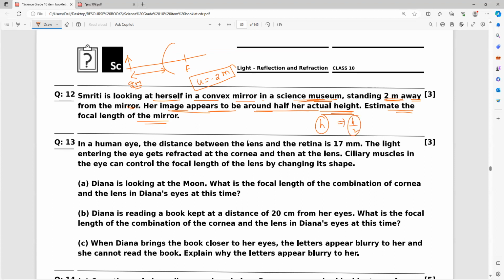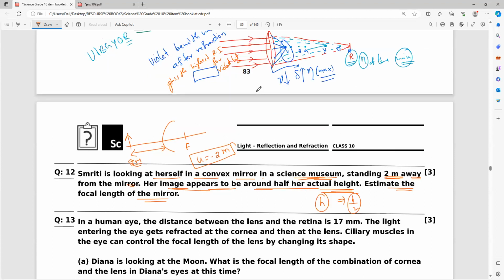So what is the magnification from that? You can easily get it. Magnification m is equal to 1 by 2. And it is a convex mirror, so it forms a virtual image. For a virtual image, is magnification positive or negative? Positive. Very good.